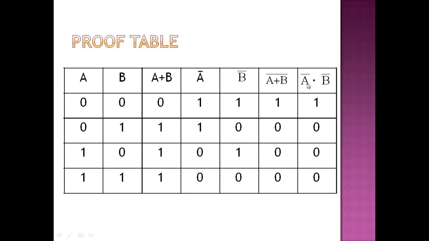These two columns indicate that we proved De Morgan's second theorem. It indicates that A plus B whole complement is equal to A bar dot B bar. So in this way we proved De Morgan's first theorem and second theorem. In the next video we will study how to simplify logical expressions by using Boolean algebra.